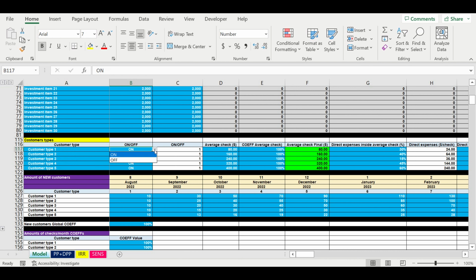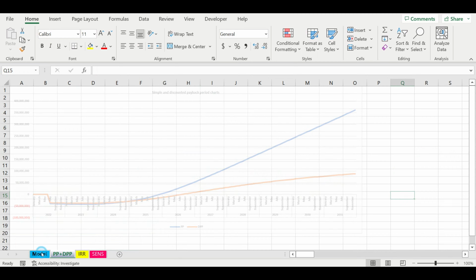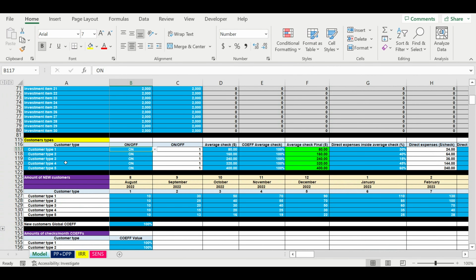Here we can switch on and off different portraits from calculations to see what will be the simple and discounted payback period, what will happen if we switch on and off this or that portrait of customers. Because, for example, we may be too optimistic with this type of customer, and we want to know if we switch off this optimistic type of customer, what will happen to our project then.